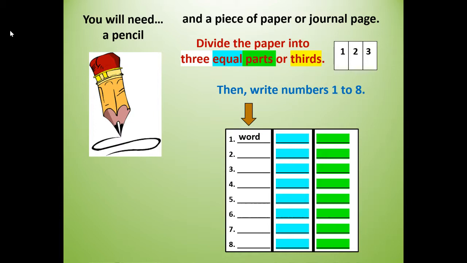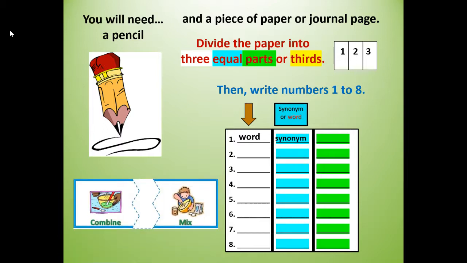After you write your word in the second column, you're going to write a synonym or short definition of the word. A synonym is a word that means the same or is similar, just like combine is a synonym for mix. If you don't catch the synonym or short definition, you can always write the word a second time. Then in the third column, you can draw a quick picture or sketch to help you remember the word.